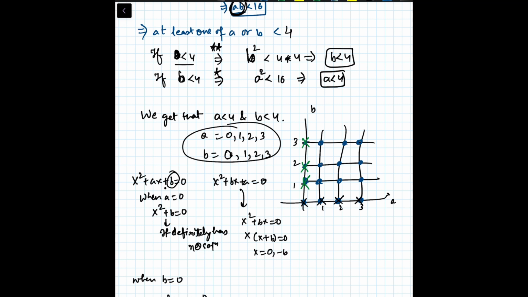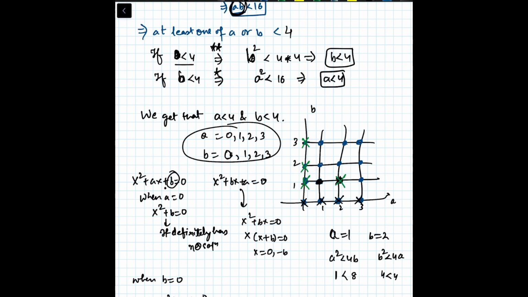Now if you look at this point 1 comma 2, when a is 1 and b is 2, and you already had these equations, a square is less than 4b and b square is less than 4a. In that case, what will happen? This is the point I'm talking about, this point 1, 2. So this gives you 1 is less than 8, that's okay. But this gives you 4 is less than 4. So this point is also gone.